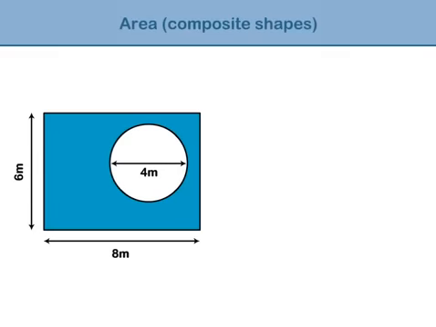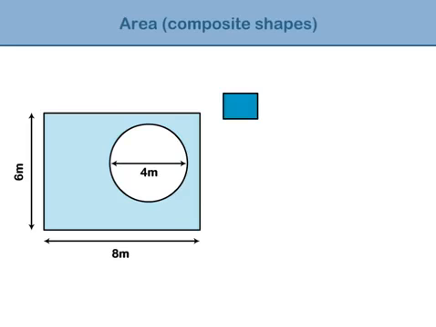In this example, the blue shaded area is a rectangle, and the white circle is a hole that has been cut out of the middle. To find the area of the composite shape, we begin by finding the area of the rectangle. The formula for calculating the area of a rectangle is area equals length times breadth. Substitute in the values for the length and the breadth, so the area is 8 times 6, which equals 48 meters squared.